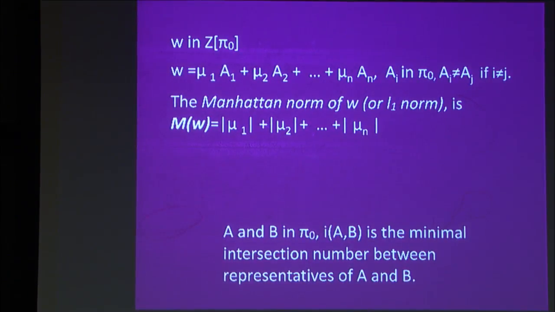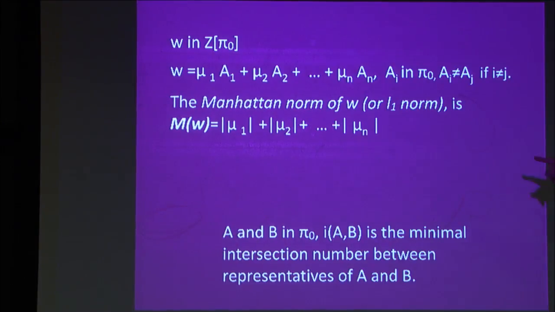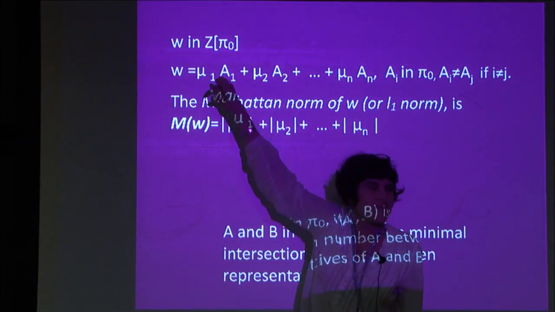So what are the coefficients, mu1, mu2? I compute the bracket of A and B, two classes. And this is what I get. I get W.